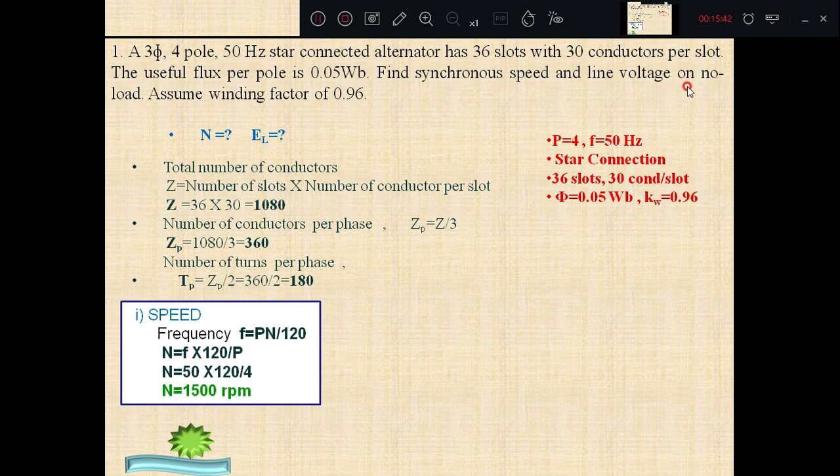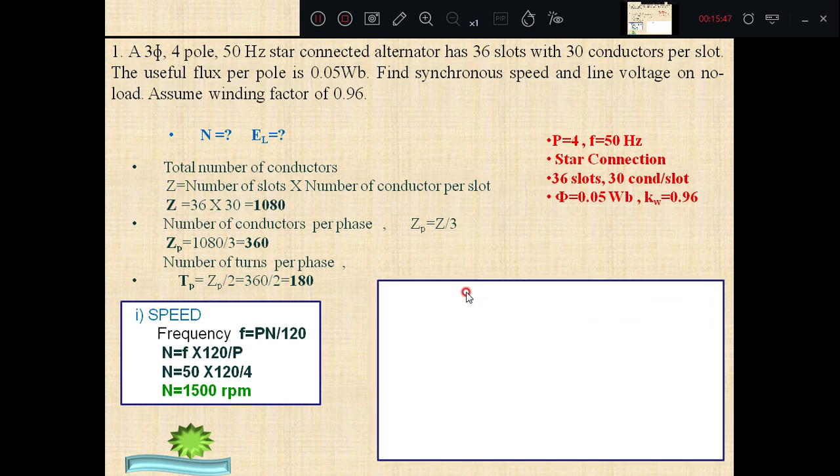And next what he asked is the no load voltage. Therefore, you have to apply the equation EP is equal to 4.44 kc kd phi f into TP volts. All the data are given. Then after calculating EP, you have to find out the line voltage by multiplying √3 to the phase voltage. Instead of giving kc kd separately, the product of kc kd, that is the winding factor, is given as 0.96.